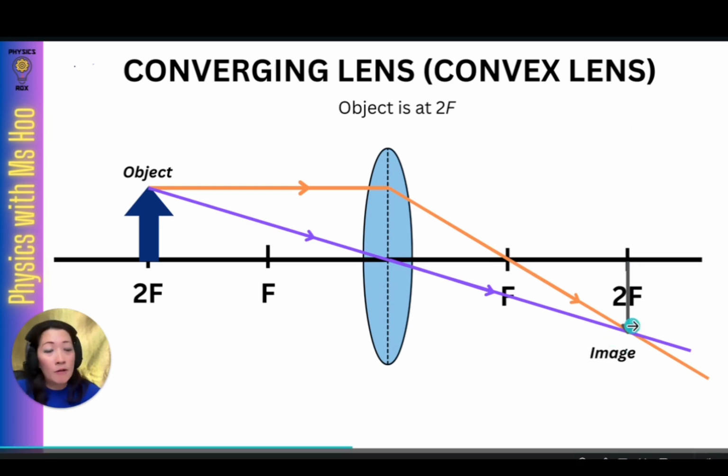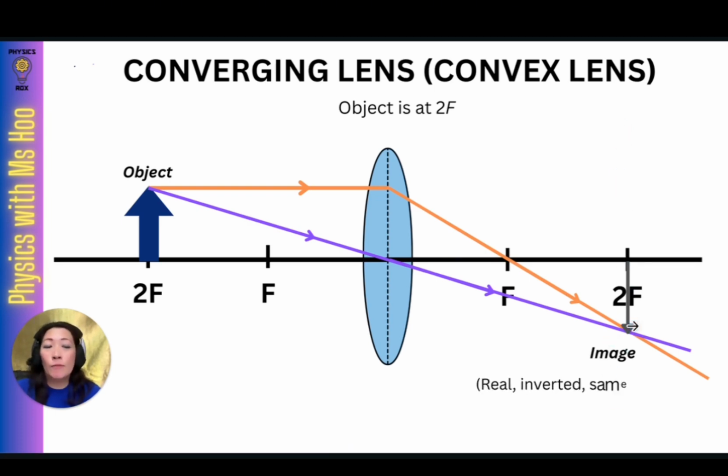It is upside down, meaning it's inverted, and if you measure the size of the image, it is exactly the same size as the object. And yes, the image is formed at 2f, at equal distance away from the object. Now, what use would we have for a situation where we get a real inverted same size image?